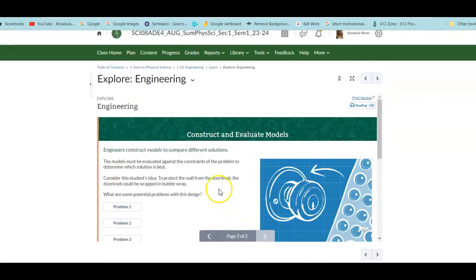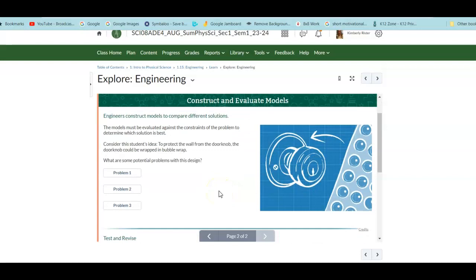All right, so our next page says to go ahead and construct and evaluate our models. Engineers construct models to compare different solutions. The models must be evaluated against the constraints of the problem to determine which solution is best. Consider this student's idea. To protect the wall, the doorknob could be wrapped in bubble wrap. What are some potential problems with this design?